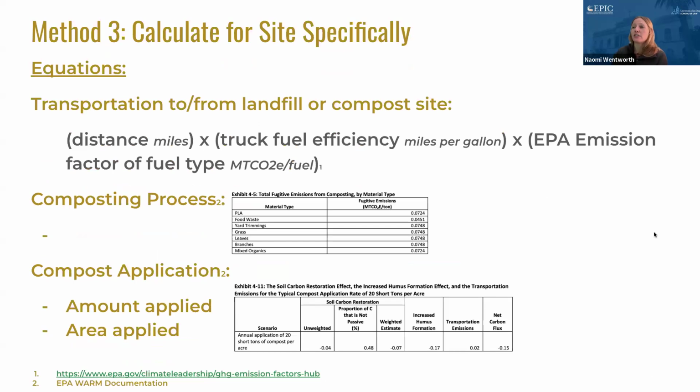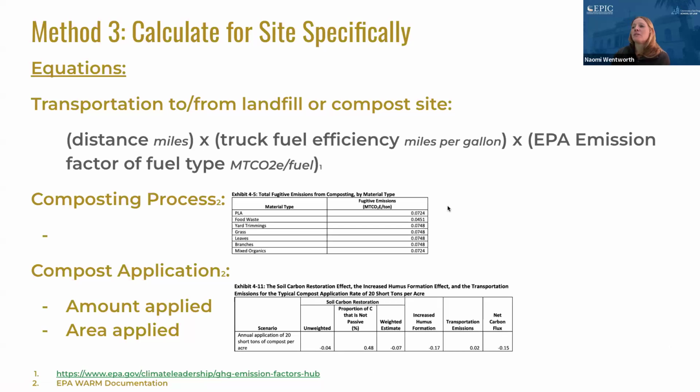So for transportation, you would look at the distance, the truck fuel efficiency, and you can get an EPA emission factor for each type of truck and fuel type from this link here. They provide metric tons of each greenhouse gas by heavy duty CNG, light duty gasoline, that sort of thing.